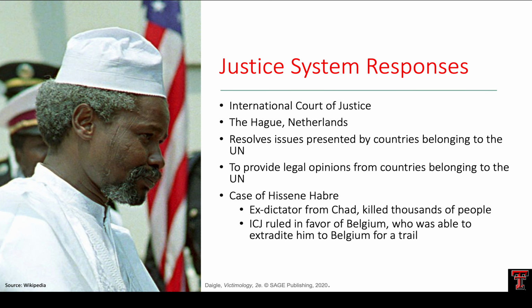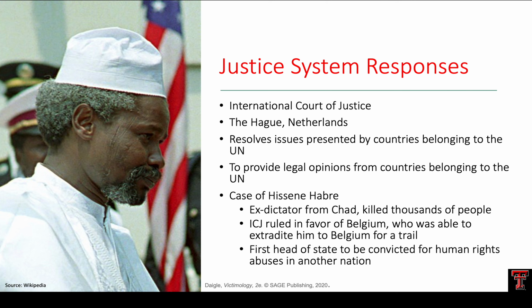The International Court of Justice ruled in favor of Belgium and said that Belgium was able to extradite him and try him because he wasn't going to be tried in Chad. He was the first head of a nation to be convicted of human rights abuses in another nation. So although he committed his acts in Chad, he was able to be convicted in Belgium for these acts.